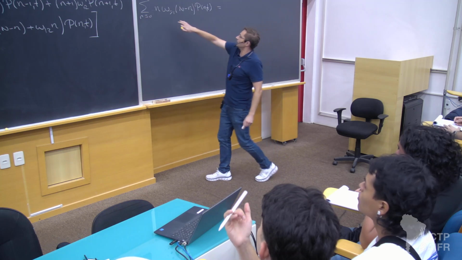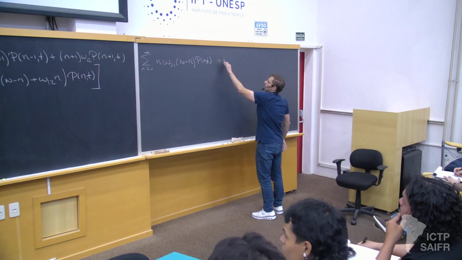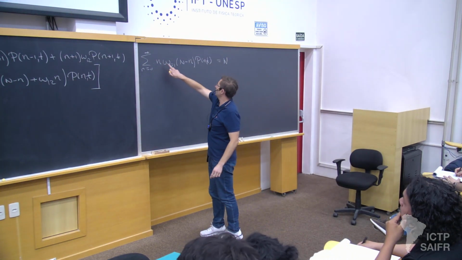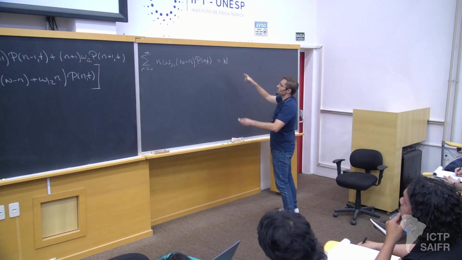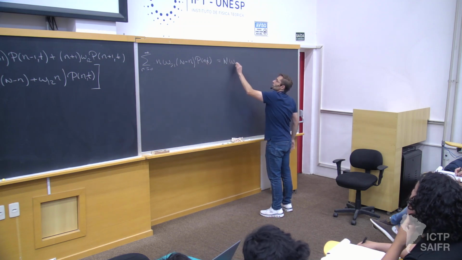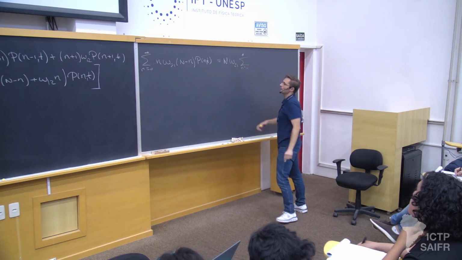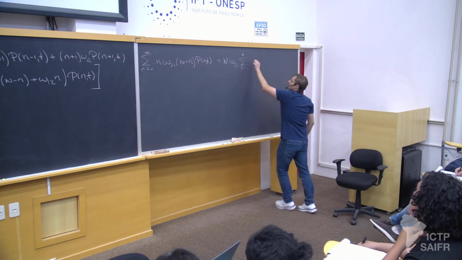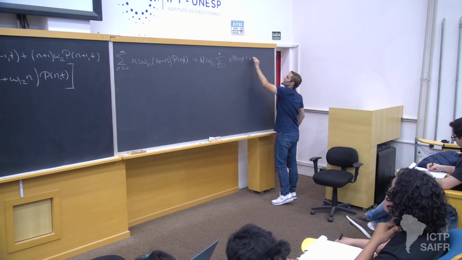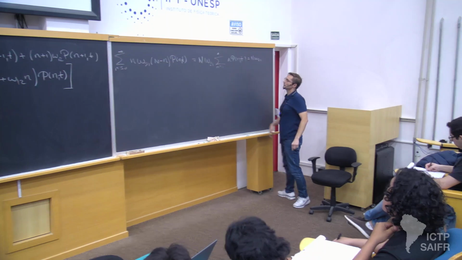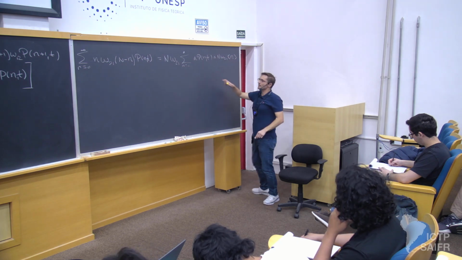Great, so what do I have here? I have two terms. The first one is capital N, and now I have small n omega to 1 p n t. So this is basically omega to 1 sum from 0 to infinity of n times p n t. So what I have here is capital N, omega to 1, mean value of n, the first moment of n. So this term is easy.